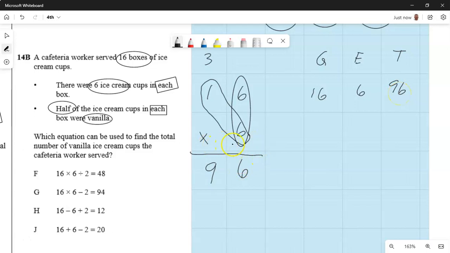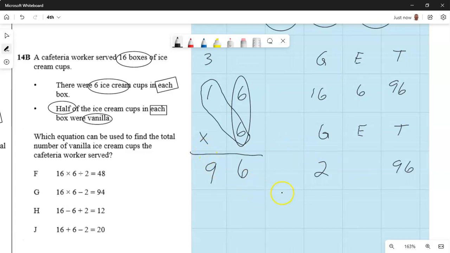Okay. I still don't know how many are vanilla. I'm still trying to figure out how many are vanilla. And I see half of the cups in each box are vanilla. Equal size groups again. So I'm going to talk about groups, each, and total. Okay, I know the total amount of ice cream was 96. We figured that out already. 96 cups of ice cream. And I know that half of them are vanilla. So that means I'm going to have 2 groups. So I need to figure out how many are in each group. Okay, whenever I know the total and I'm trying to figure out how many are in each group, that's going to be a division problem.